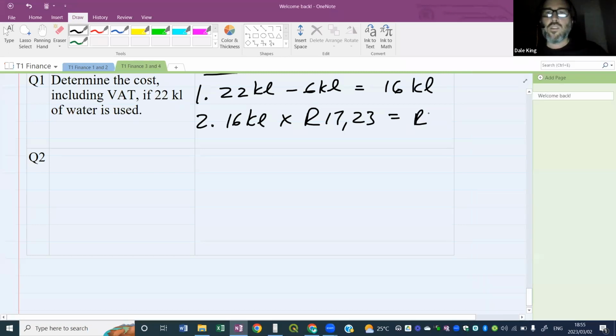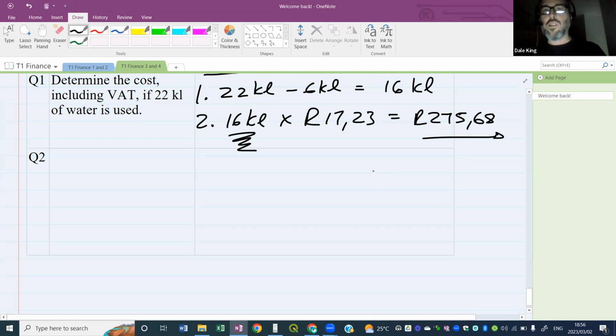275.68. All right. We're not moving past this tier. We only got 16 kiloliters. This second tier takes 19 to get through. So we're not going through this tier. We've ended in this tier. Okay, so this 275.68 is all you're going to pay for 22 kiloliters. You took six off and you had 16 left and you only stayed in the second tier.